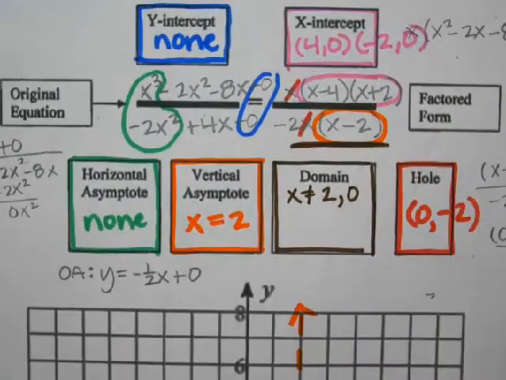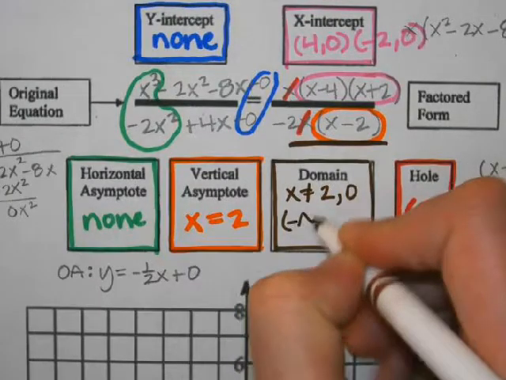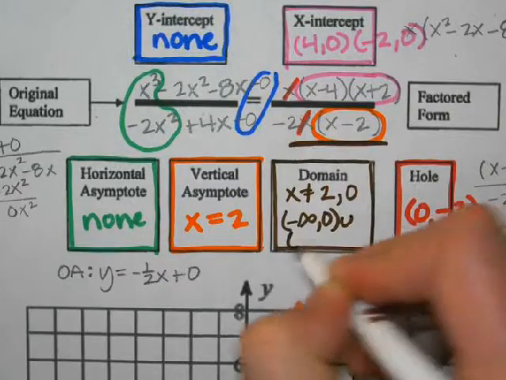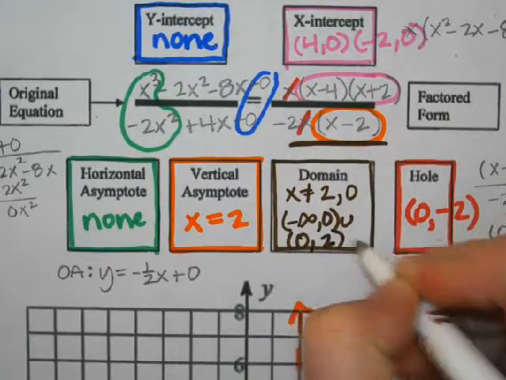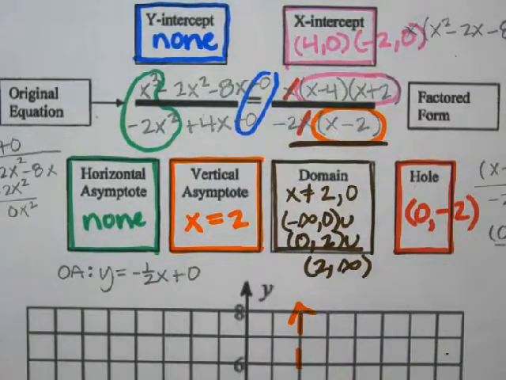And then what do we do to write the domain? Negative infinity to 0, so we make sure we do the smaller number first. 0 to 2, 2 to infinity. Okay, and for the domain, there's nothing to draw.